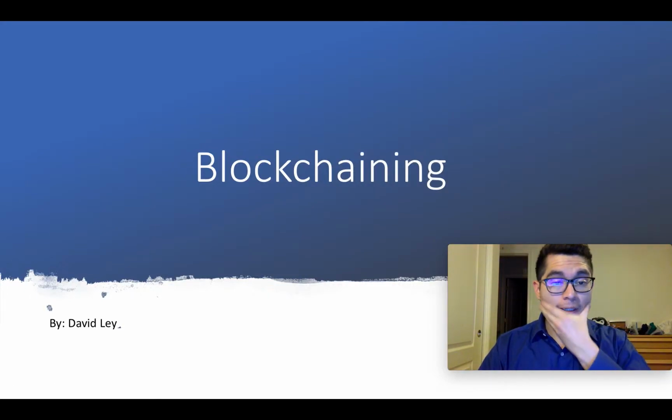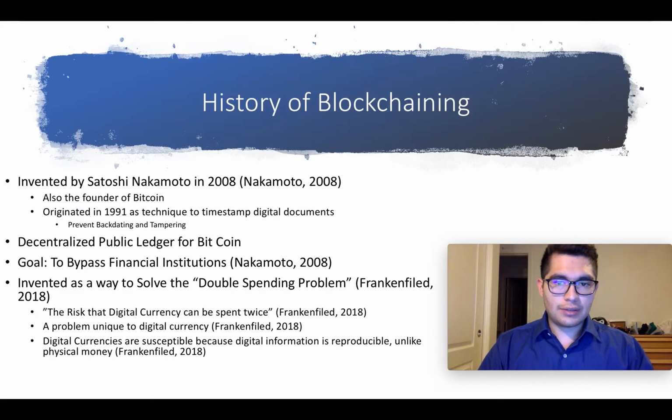Today I'm going to be talking about blockchains. So first, a little bit on the history. They were invented by Satoshi Nakamoto in 2008 as a way to secure blockchain transactions. You can think about a blockchain as a decentralized public ledger for anything. It was invented for Bitcoin though.